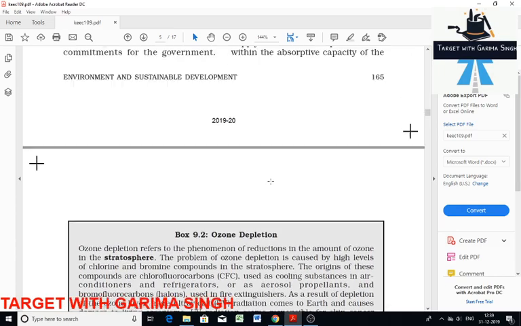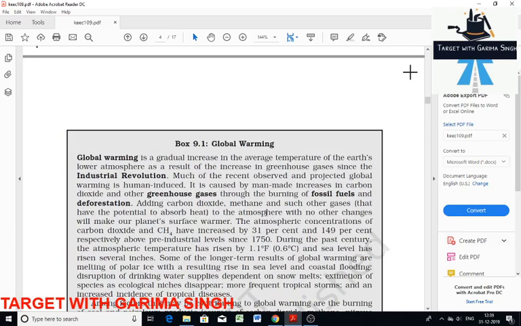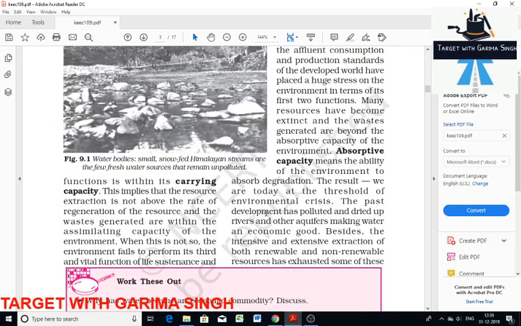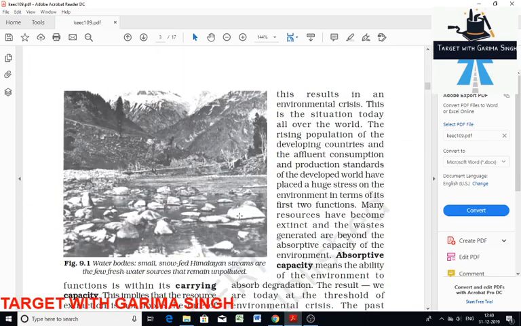Then there is ozone depletion, which leads to environmental crisis. Let's discuss pollution and then global warming. Pollution is contamination of useful things such as air, water, land, etc. with undesirable or harmful materials like coal, gases, smoke, poisonous chemicals. There are major forms of pollution: air pollution, noise pollution, land pollution, water pollution.